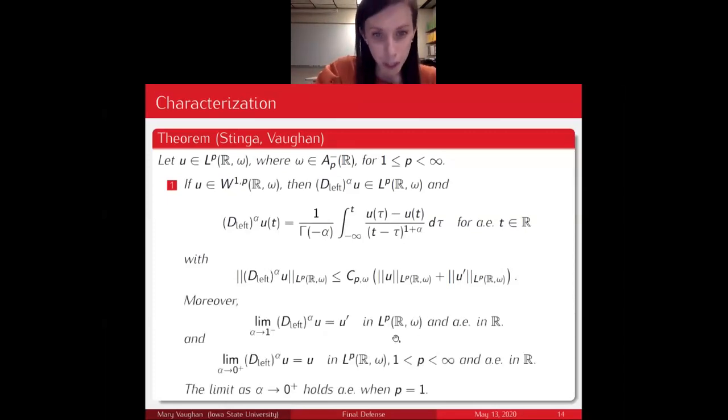Moreover, we have the limiting properties that we desired, that when I take the limit as alpha goes to 1 of the fractional derivative, I recover the derivative where that limit can be taken in weighted LP as well as almost everywhere. And the limit as alpha goes to 0 of the fractional derivative goes to u, where again that limit can be taken in weighted LP and almost everywhere.